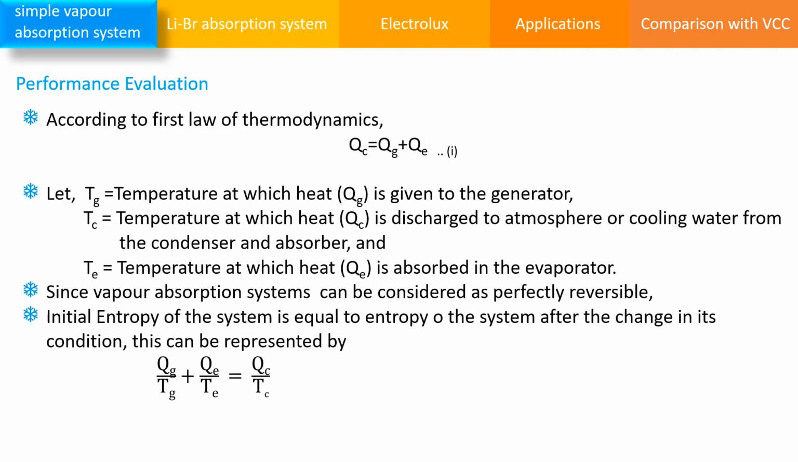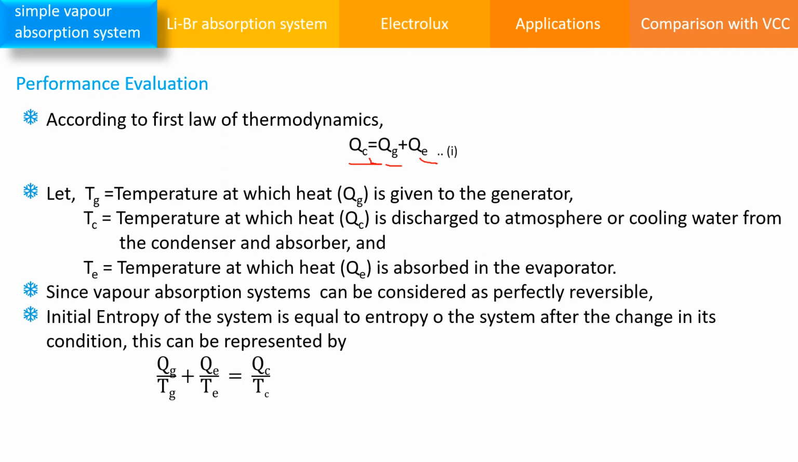Now according to the first law of thermodynamics, QC is equal to QG plus QE. So QC, the heat rejected to the atmosphere, must be equal to the heat input to the system, that is, heat absorbed by the system. So the system absorbs heat in two places, generator and evaporator, and rejects heat in one place, that is the condenser. So heat rejected by the condenser must be equal to QG plus QE, that is, the heat input or heat absorbed by the system.